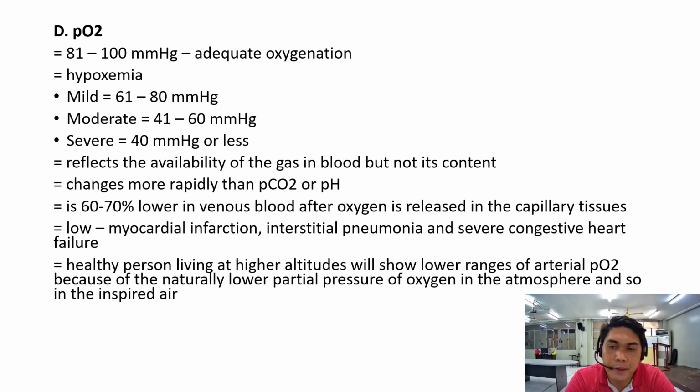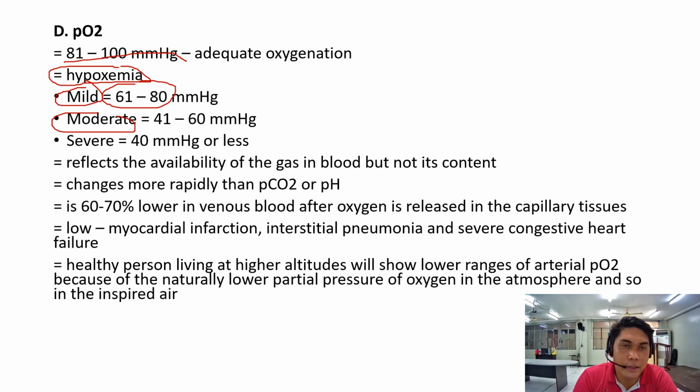Okay, so next is partial oxygen. For adequate oxygenation, the PO2 level should be 81 to 100 mmHg. If it is below 81, that's a sign of hypoxemia, or decreased oxygen. Mild hypoxemia is 61 to 80, moderate is 41 to 60, and severe is 40 or less.